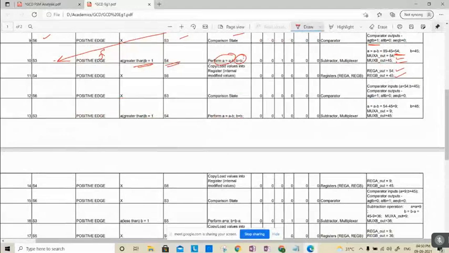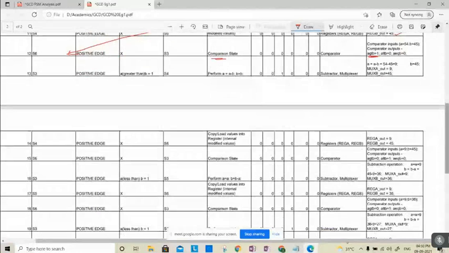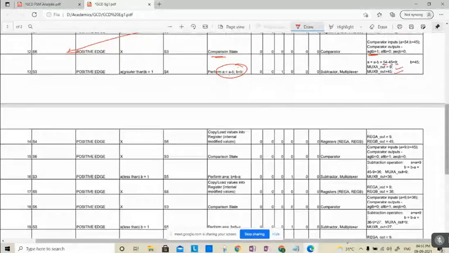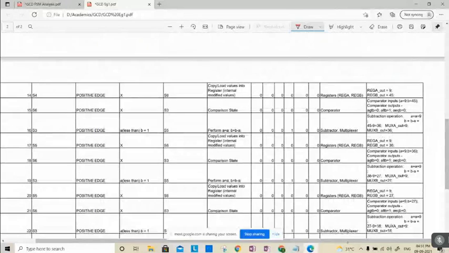Then the comparison state again after S6. So 54 is greater than 45. So A greater than B will be equal to 1. Then after that again copying the values, performing the subtraction operation again here. So 54 minus 45 is equal to 9. So mux A is equal to 9, mux B is equal to 45. Load those values into register A, register B. Then after that, perform the comparison operation.